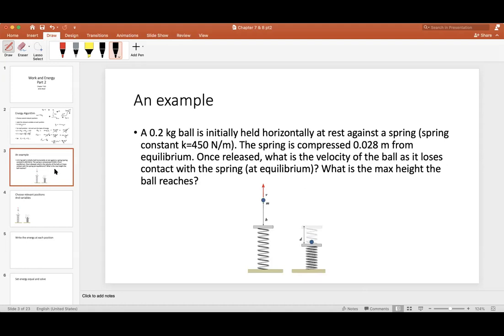Anyway, so in this problem, we have a horizontal spring, okay?